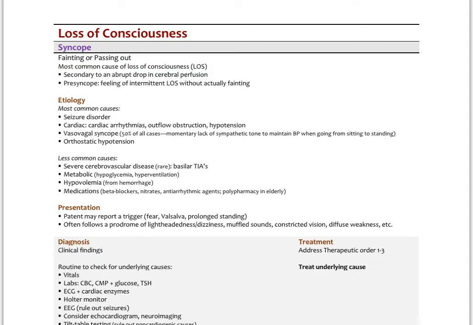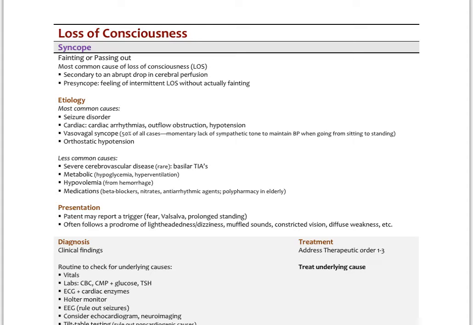Syncope is just fainting or passing out, and then pre-syncope is like I'm about to pass out, but I don't actually pass out. This is the most common cause of loss of consciousness, LOC, and it's secondary to an abrupt drop in cerebral perfusion. So it's not due to some chronic neurodegenerative problem, it's just that the brain suddenly loses perfusion, it shuts down. Again, pre-syncope is feeling of intermittent LOC without actually fainting.